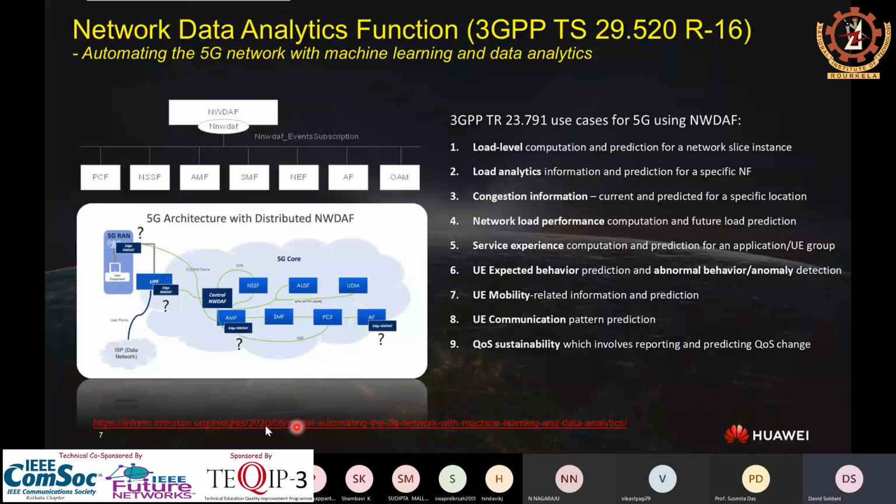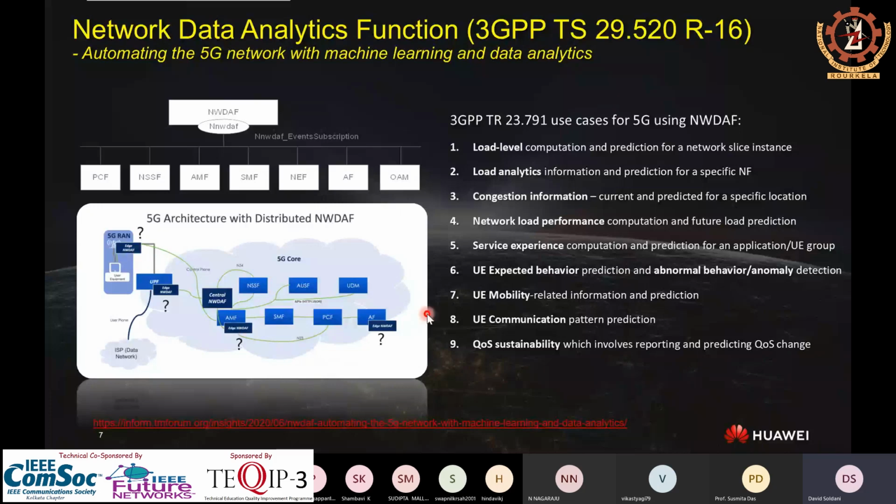But probably they will enhance it so that a function of the core may also be thought of as a distributed function, including a function that would apply to the edge, namely the radio access network. So we are not there yet. That's what I'm presenting now.